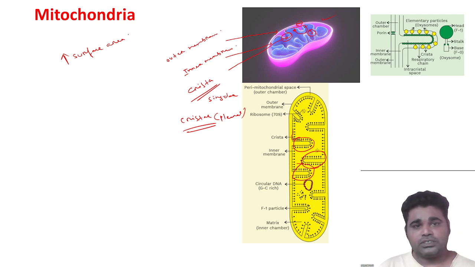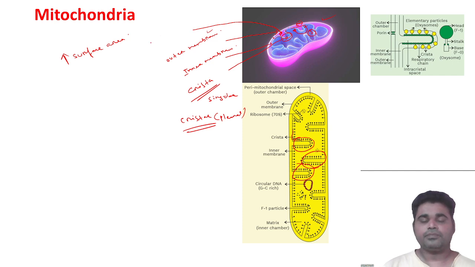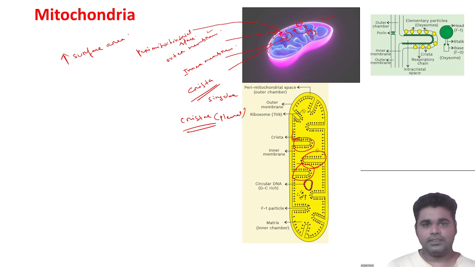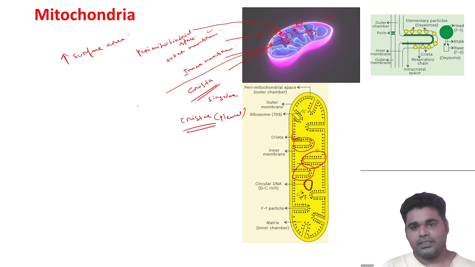So this is the outer membrane, this is the inner membrane, and the infolding part is called the crista. The middle part, between the outer membrane and the inner membrane, this space is called the perimitochondrial space. So this is the outer membrane, this is the inner membrane, this is the crista, and the space between the outer and the inner membrane is called the perimitochondrial space, and the inside part, here, is called the matrix.